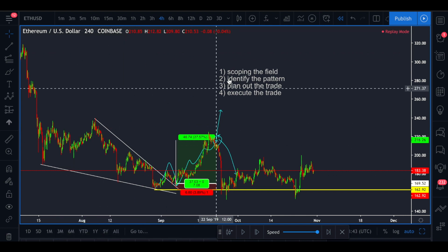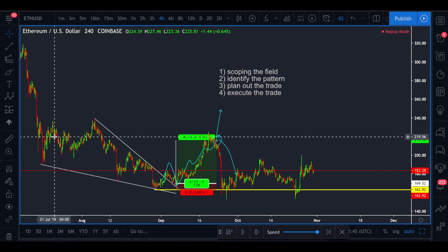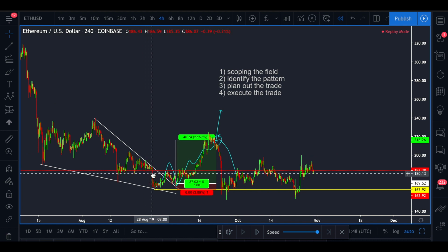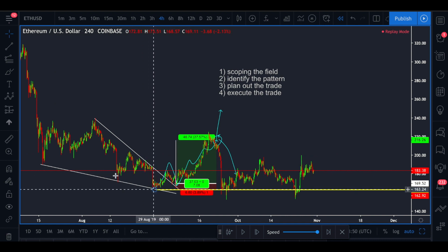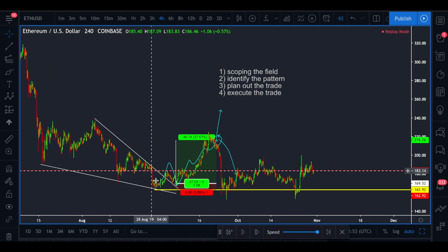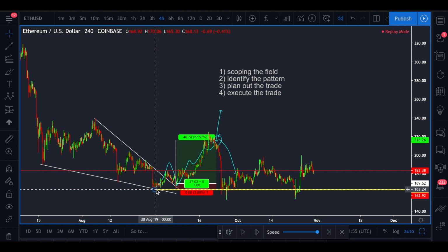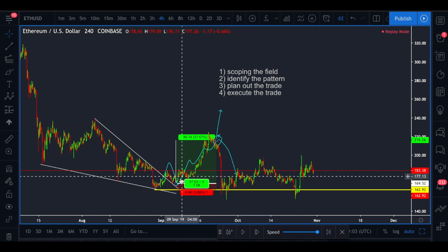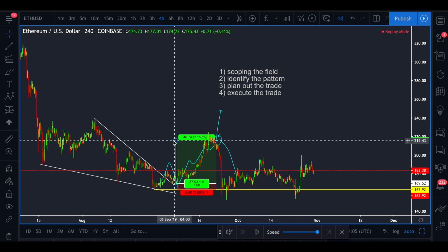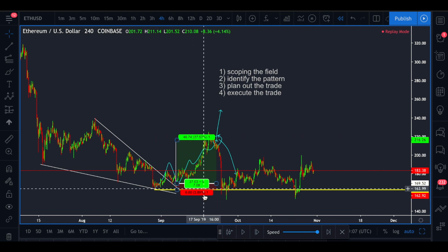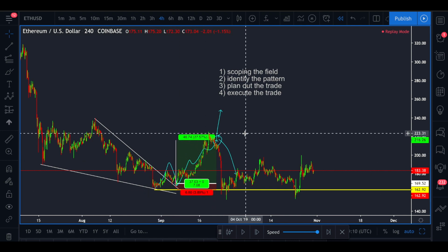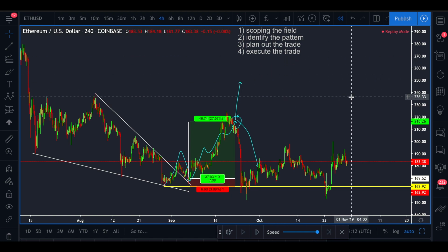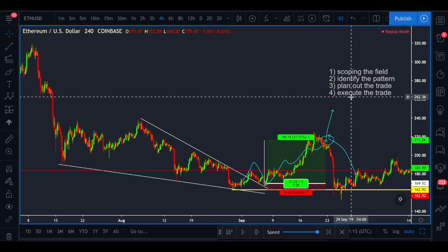So let's go ahead and give this a recap. We identify the pattern after we scoped the field and we found the pattern. Then we tracked it and identified it. Once we hit that fifth touch, 1, 2, 3, 4, 5, five touches, we knew it should break out. We don't take the trade yet until it breaks out and retests. That's where we begin planning. Plan out the trade. All right, I want to enter here, stop loss here, target there. Does this look like a good trade? 4% for 27%? Hell yeah. Take that trade, execute the trade, and let it run. This example worked out perfectly.